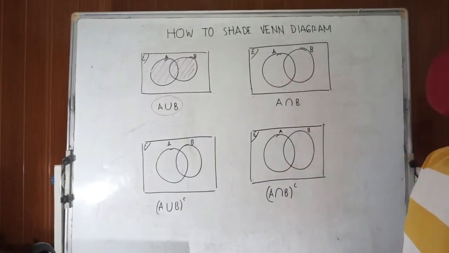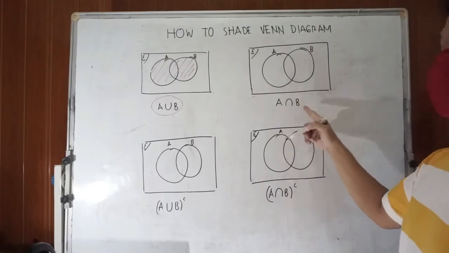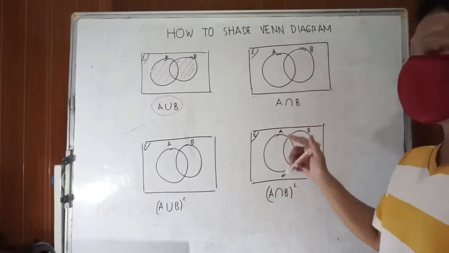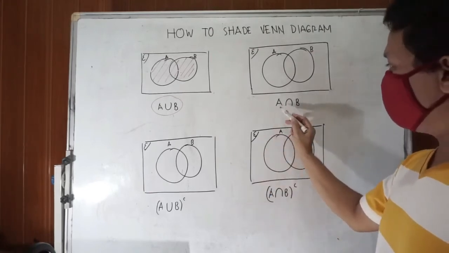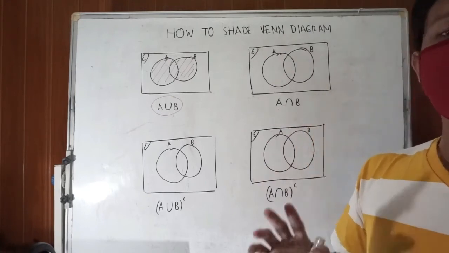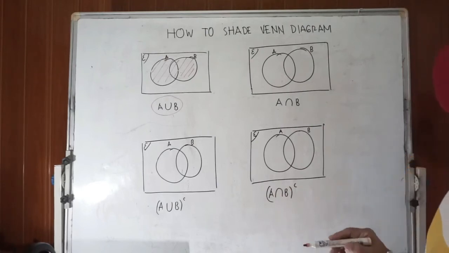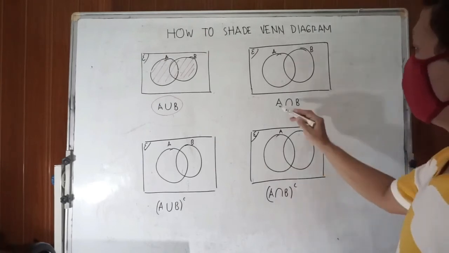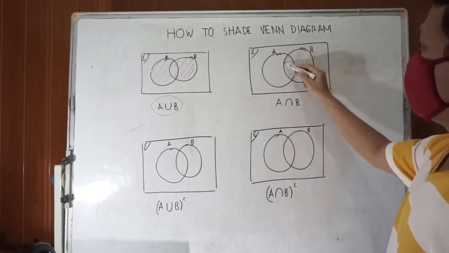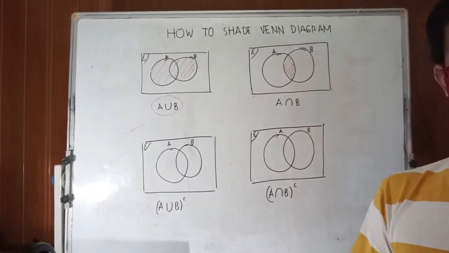Okay, number 2. So what about A intersection B? A intersection B means set A and set B have the same element. Once again, set A and set B have the same element. So the same element in the Venn diagram will be described in the middle of both circles. So A intersection B is this one. Okay, it's clear, right?